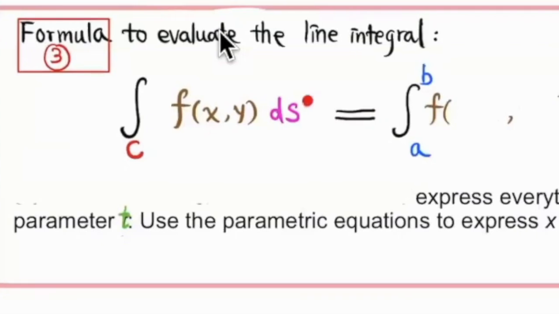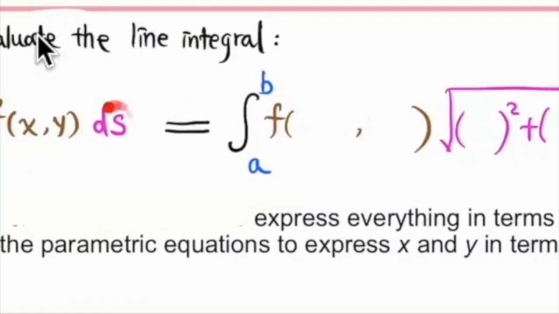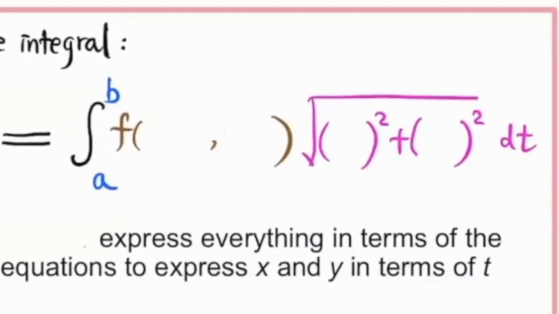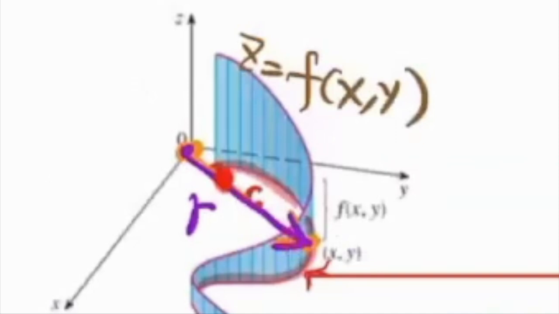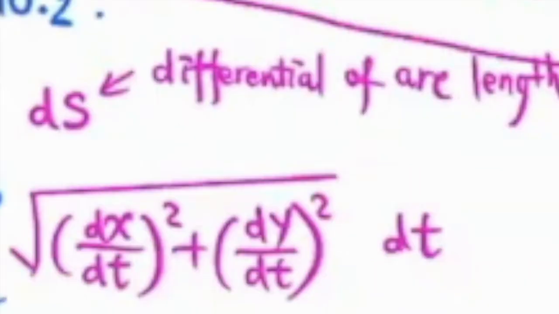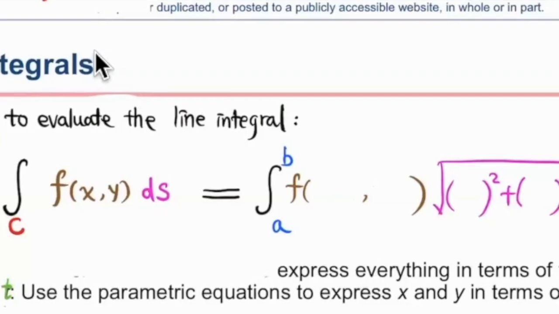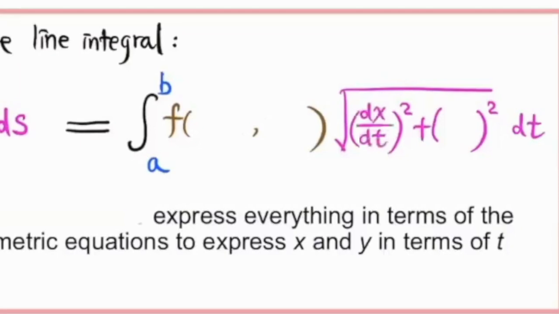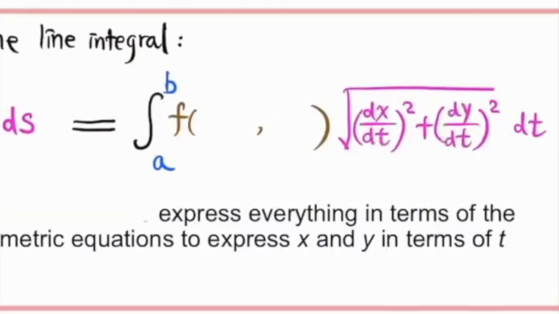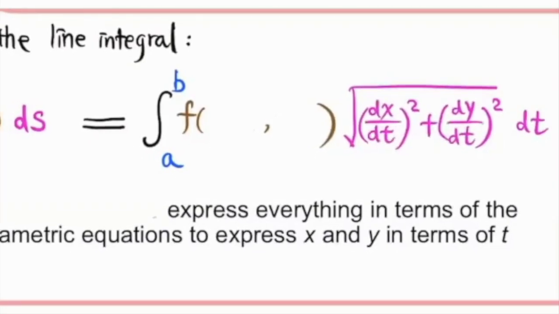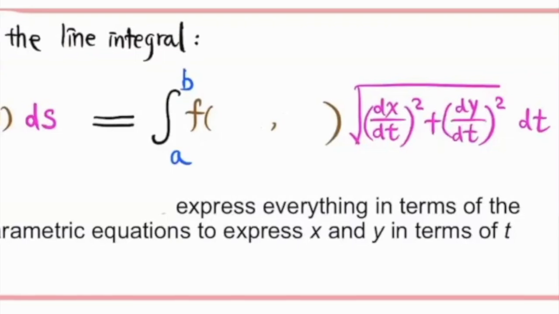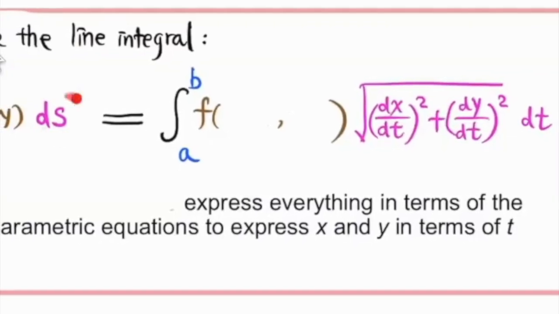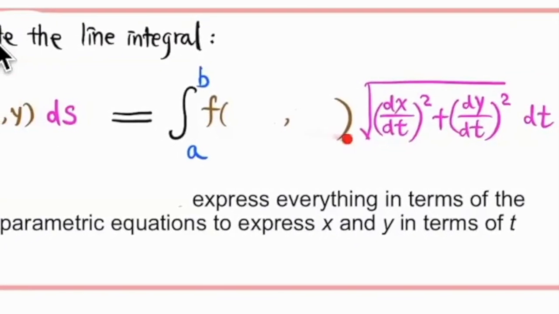So first of all, I'm going to express this ds over here. Remember, that's the differential arc length, right? Because x and y are being parameterized by t, we express ds, the differential arc length, as the square root of the sum of dx dt squared and dy dt squared, leaving the dt outside the square root.